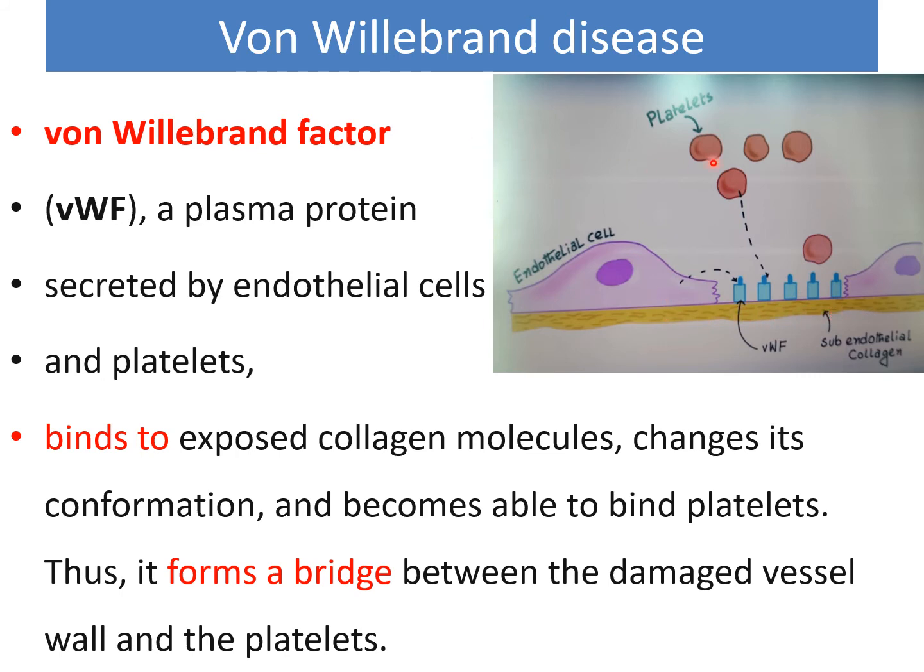प्लाज्मा में होती है, और जब भी collagen expose होता है, it binds to the exposed collagen, changes its conformation and becomes able to bind the platelets. Thus it forms a bridge between the damaged vessel wall and the platelet. तो यहाँ पर प्लेटलेट एग्रीगेशन जो है वो वॉन विलीब्रैंड फैक्टर की वजह से शुरू हो जाती है.